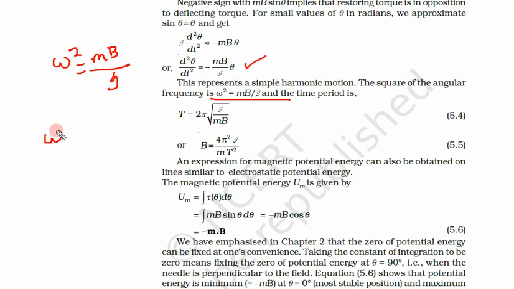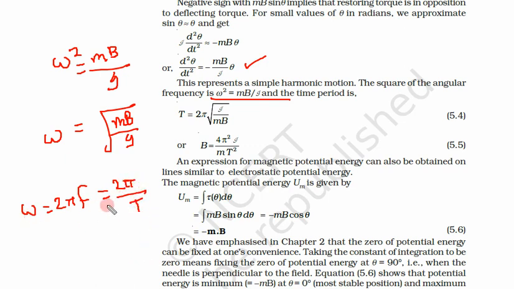Now you know, so what is omega? Omega is simply under root mB upon I. You know omega is equal to 2 pi into frequency, let us write frequency with f, is equal to 2 pi, and frequency is 1 by T, so 2 pi by T. So what would be the time period? Let T this side, omega this side. So T is equal to 2 pi upon omega.